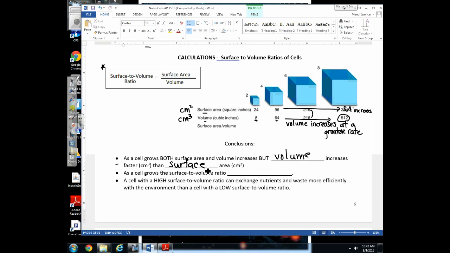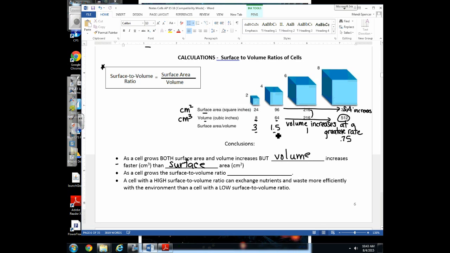Now, let's take a second to calculate surface to volume ratio for each of these cubes and see how surface to volume ratio is changing as a cell gets bigger, or as this cube gets bigger. So again, for surface to volume ratio, you take surface area divided by volume. So the surface to volume ratio for the first cell is 3. 96 divided by 64 is 1.5. 216 divided by 216 is 1. And I believe that number is 384 on top for surface area. But for the last cube, if we take 384 divided by 512, then our surface to volume ratio is 0.75.